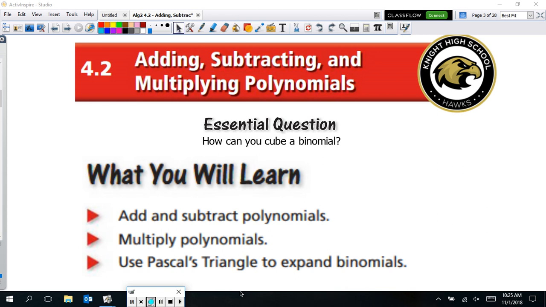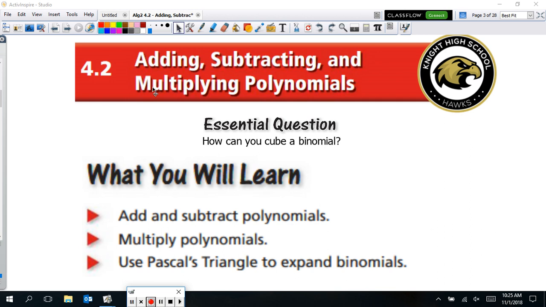Hello everyone, welcome to 4.2, our lesson where we're adding, subtracting, and multiplying polynomials. We're also going to be learning how to cube a binomial in this lesson, as well as using Pascal's triangle, we'll learn about that later, to expand binomials.